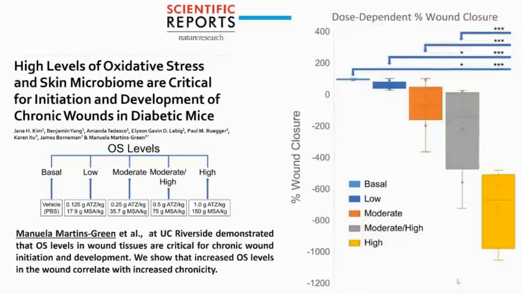So this is again a dose-dependent response to the wound closure. Wound closure is delayed in wounds with higher oxidative stress, as you can see. And percent wound closure was calculated, I think if I am correct, by measuring the area of the wound from the beginning to 20 days after wounding. So that's how I think they calculated that particular variable.